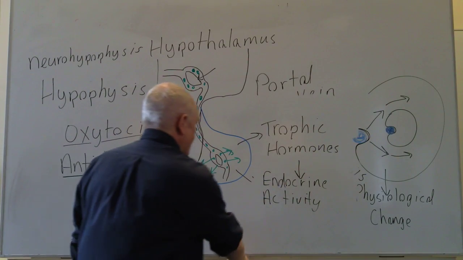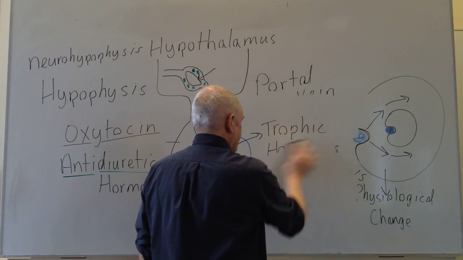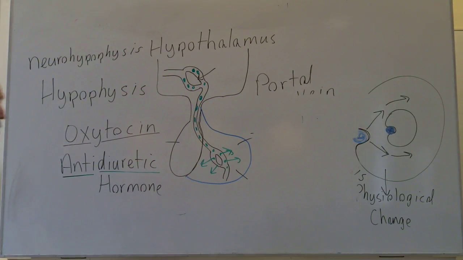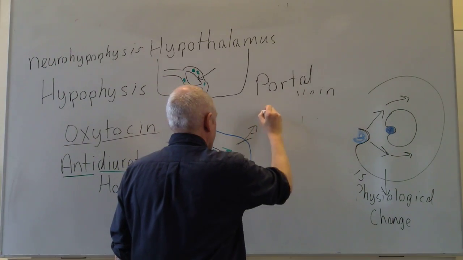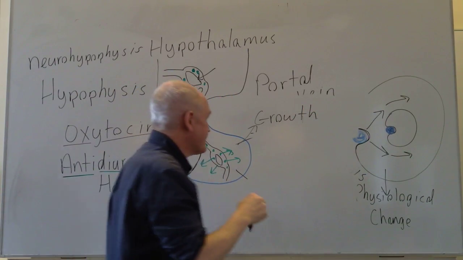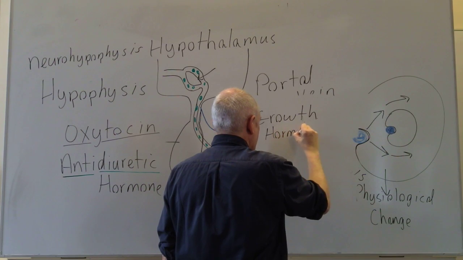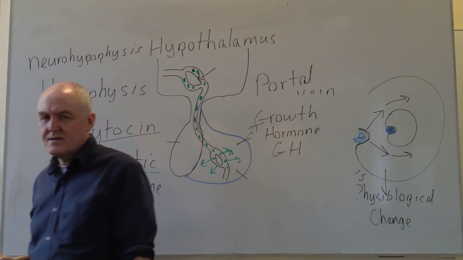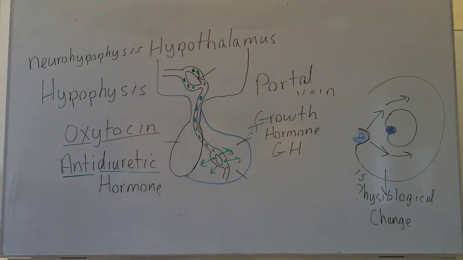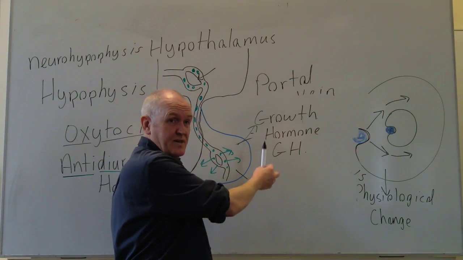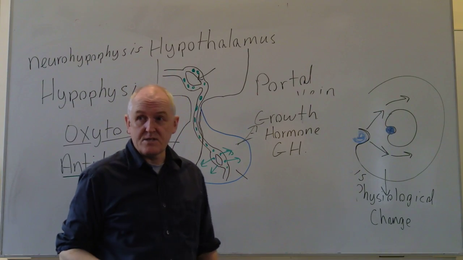I think we'll maybe just look at 2 or 3 examples of endocrine hormones released from the anterior pituitary. Well, one is growth hormone, GH. So why do children grow? Well, they grow because pretty well all the tissues that grow in the body are coordinated by growth hormone. It is stimulating growth.